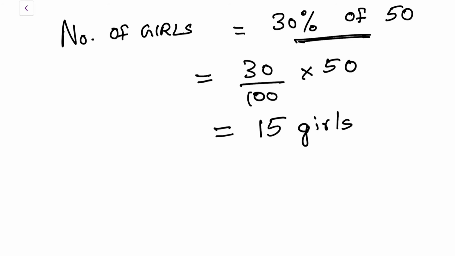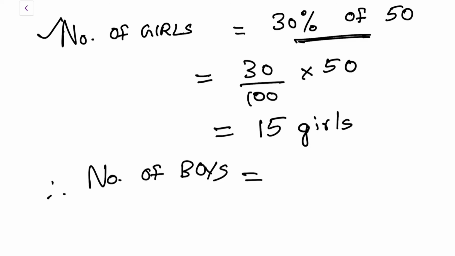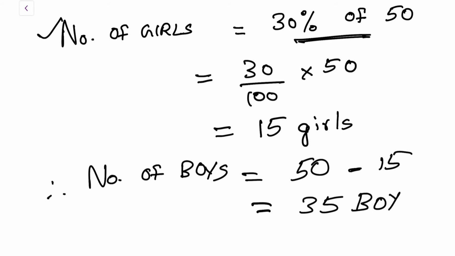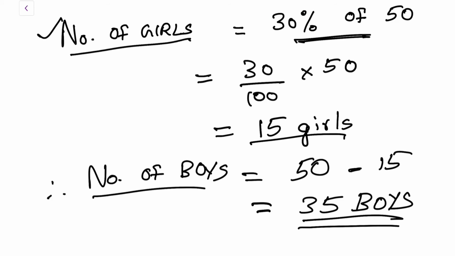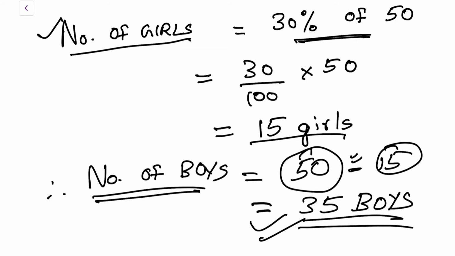Now, that's your first answer, but they're also asking you to find out the number of boys in the class. How do you find the number of boys? Easy, right? Number of boys will be total number of students in the class. That's 50. From the total number, you just have to remove the girls, 15. 50 minus 15 is 35. That's it. So, number of girls are 15 and number of boys are 35. For number of boys, we took the total number of students and subtracted the total number of girls. That's how you get the total number of boys.